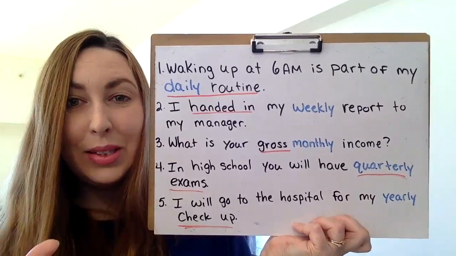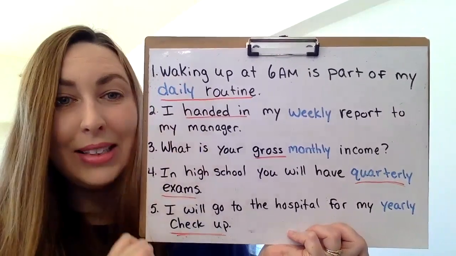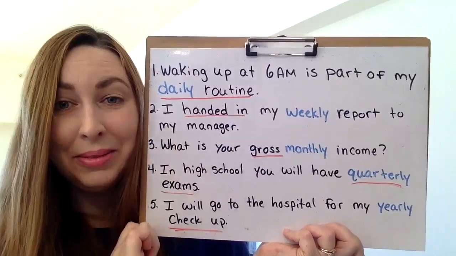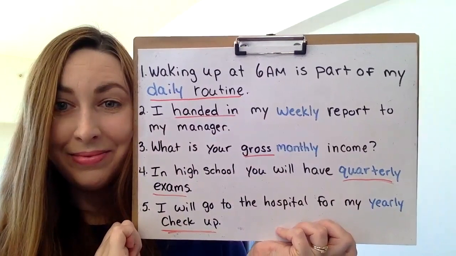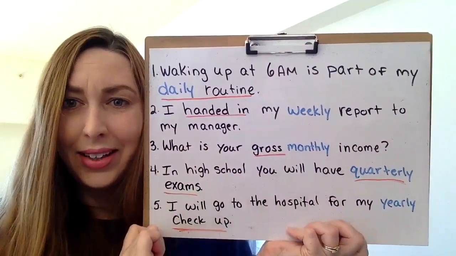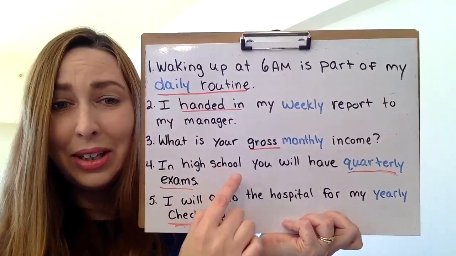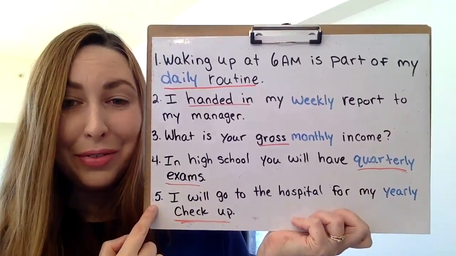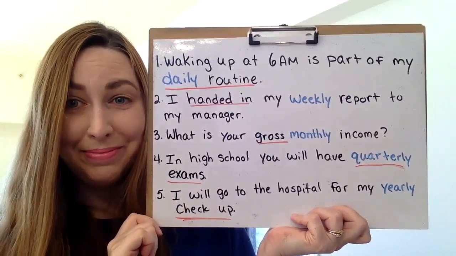Very good. So I'm going to read these one more time, okay? So number 1, waking up at 6 a.m. is part of my daily routine. Number 2, I handed in my weekly report to my manager. Number 3, what is your gross monthly income? Number 4, in high school, you will have quarterly exams. And number 5, I will go to the hospital for my yearly checkup.